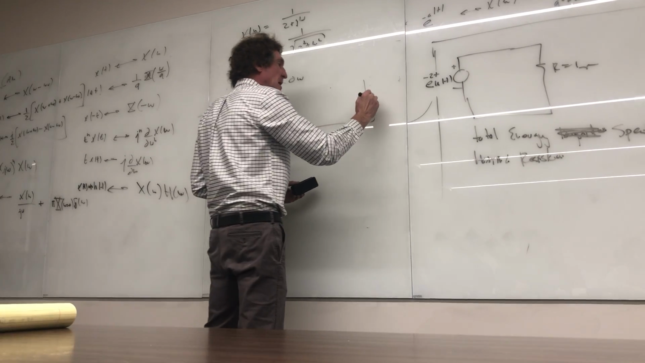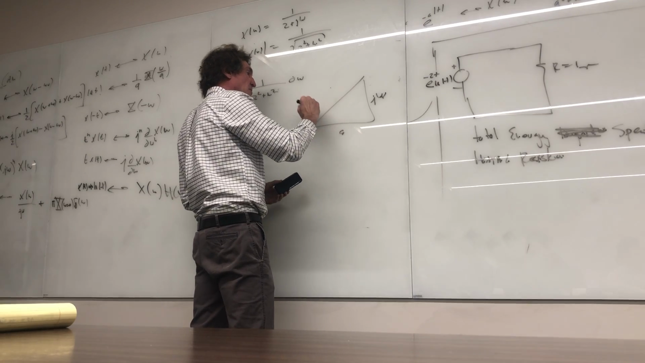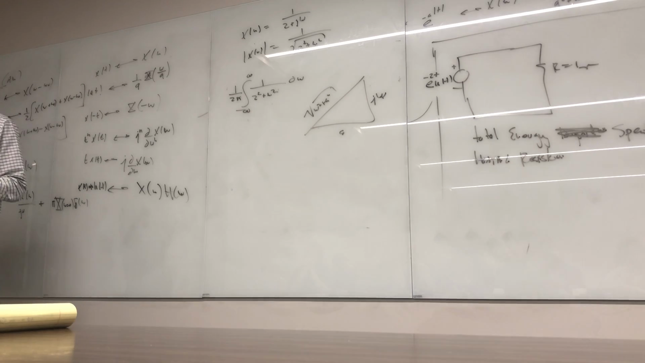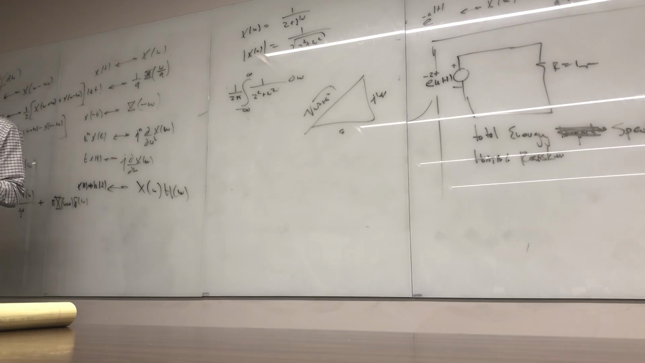If this is j omega, and this is a, the hypotenuse, the magnitude is the square root of omega squared plus a squared. Remember, j indicates a phase of 90 degrees difference, right? Right. All right, so you don't square the j. That's a mistake I run into.